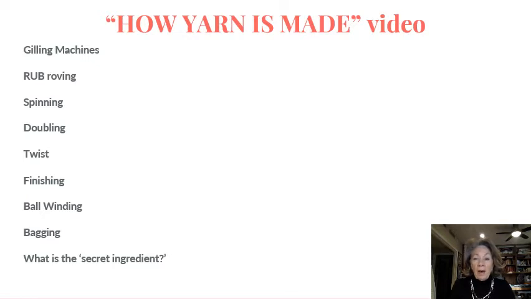Then we have ball winding by weight. And he talked about the ones where the yarn actually breaks during the process are pulled off and they're sold as second quality or mill ends, which is an interesting concept.